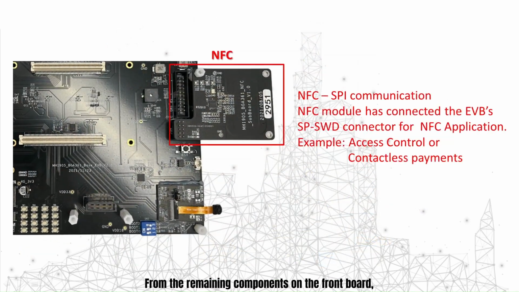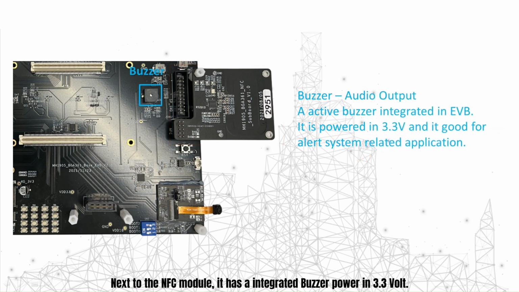From the remaining components on the front board, it has installed an NFC module using the SPI interface to cooperate with the system. It is connected on the SPSWD connector shown on the right. This NFC module could work in different kinds of access control or contactless payment related applications. Next to the NFC module, it has an integrated buzzer powered by 3.3 volts. This buzzer is a good alert device to work with the NFC module in different kinds of security applications.